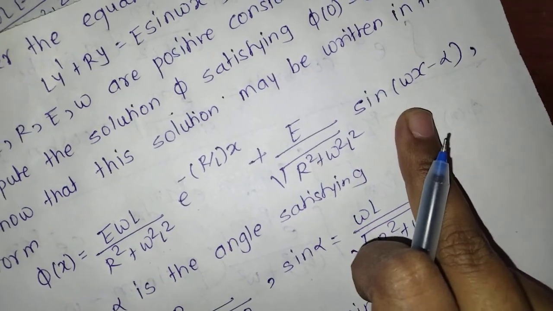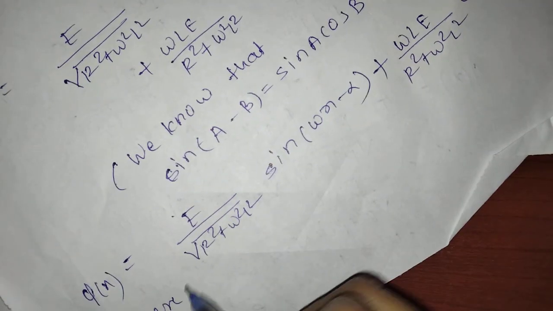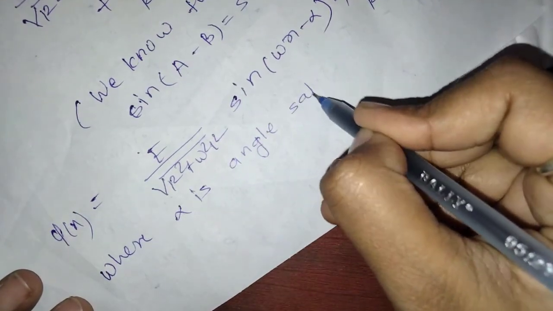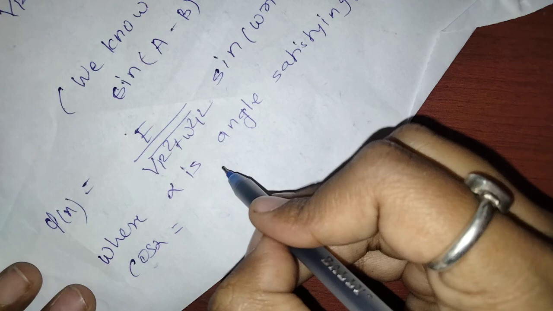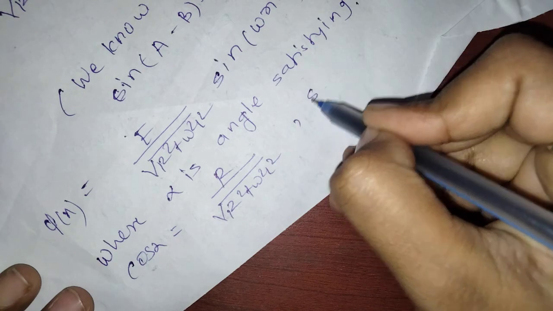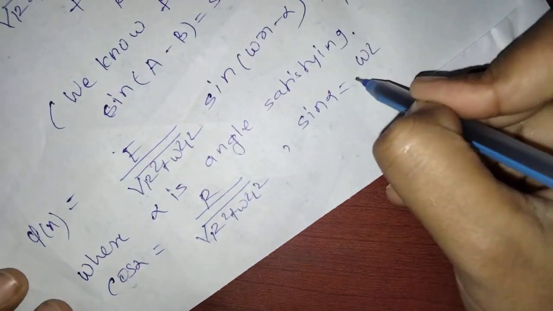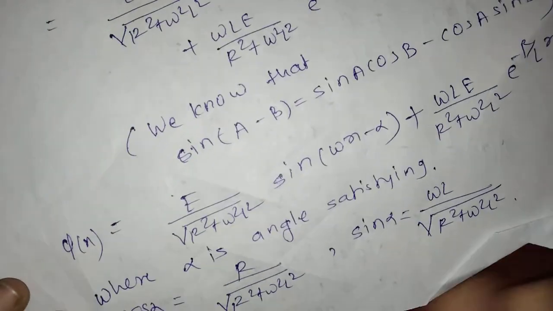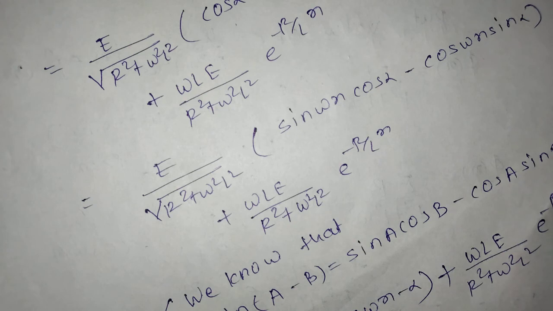So second is solved. Where alpha is the angle satisfying cos alpha is equal to R upon under root R square plus W square L square, and sin alpha is equal to WL upon under root R square plus W square L square. So this is solved. Now you have a homework.